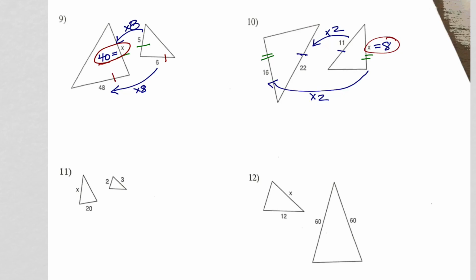Okay? Looking at this, it looks like the shortest side is 20, and it corresponds to the shortest side here, which is 2. So x must be corresponding to my 3. So let's think in terms of mental math. 2 times 10 equals 20. So 3 times 10 must equal 30, and the missing side must equal 30.